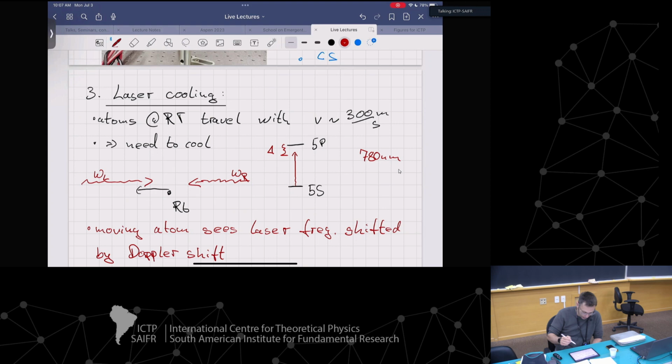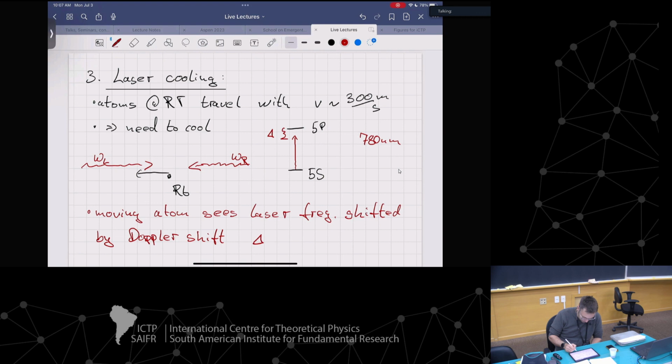So now we see a shift, delta omega, that is equal to the k vector of the light times the velocity of my atom. And the length of the k vector of the light is basically the inverse of the wavelength. Lambda is the wavelength of the light. The inverse is basically the energy, how energetic that is. And now the atom is moving towards the laser, which in a stationary frame would not have been on resonance, and now the atom has a higher probability to absorb the light.